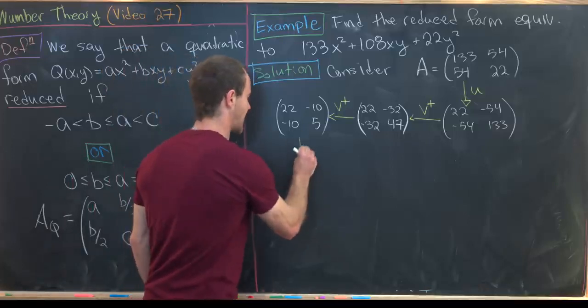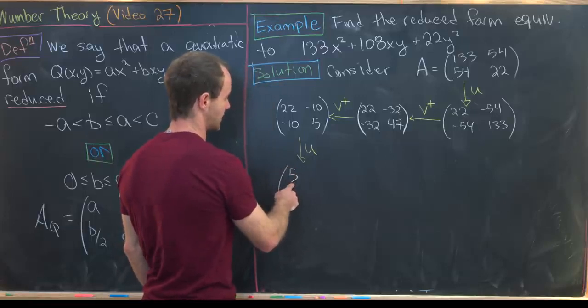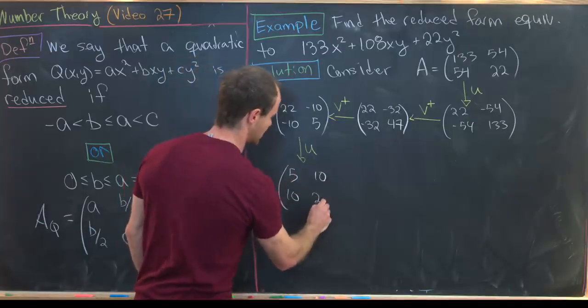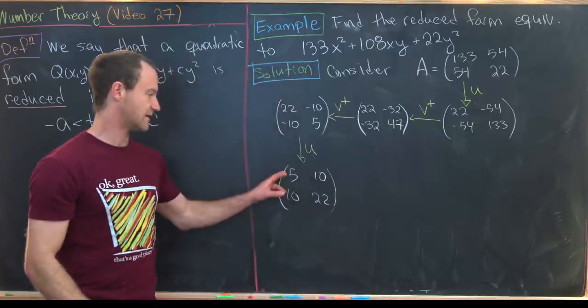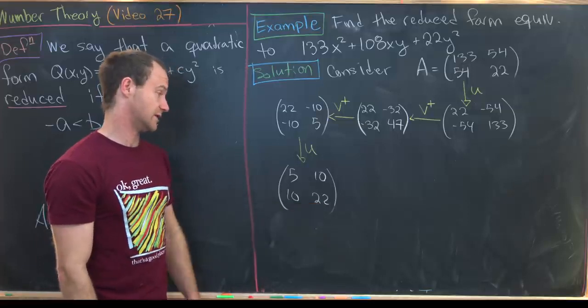And we can fix those by applying a U. So let's see, that's going to give us a 5 up here, a 10 here because it changes the sign, a 10 here, and then a 22 here. So now my A component is less than my C component.